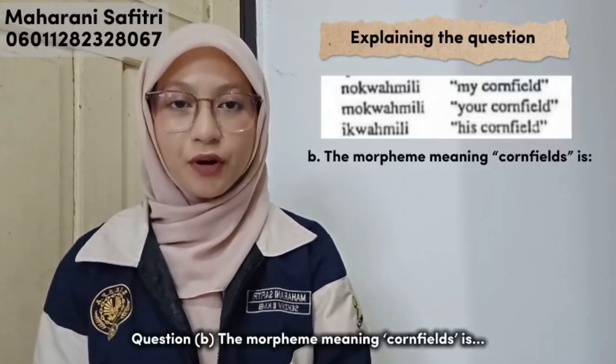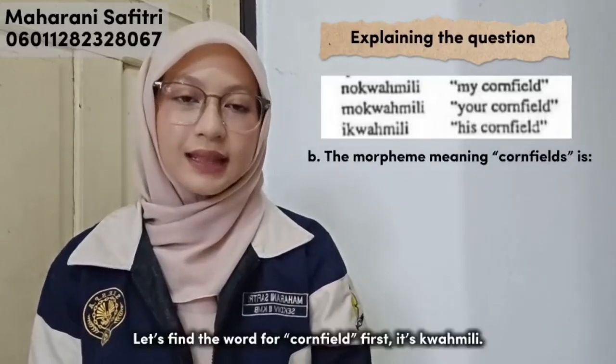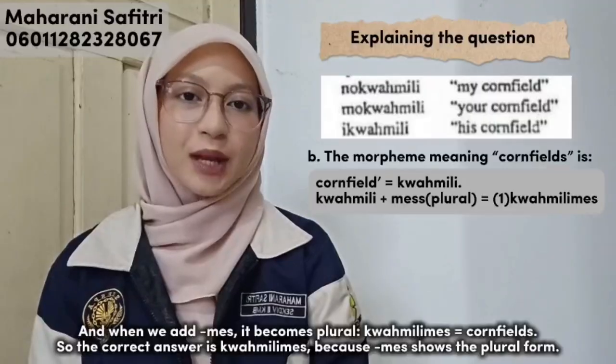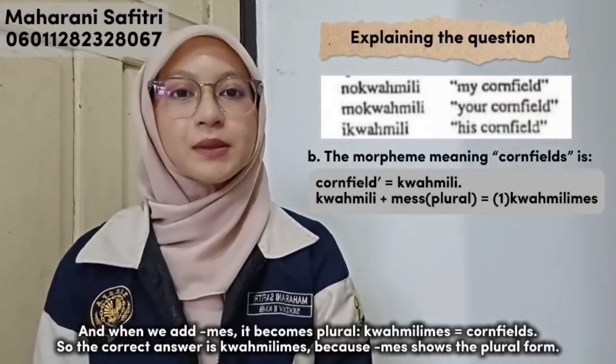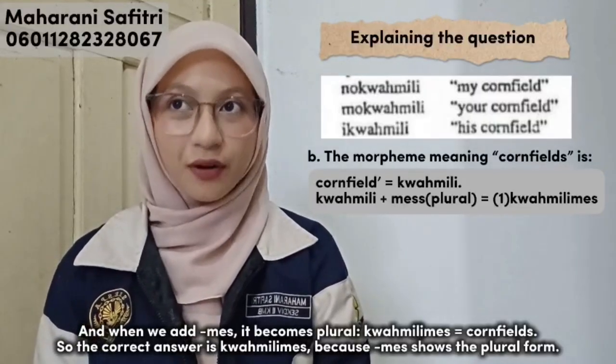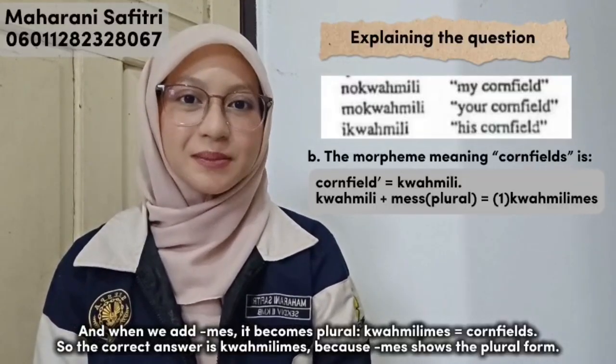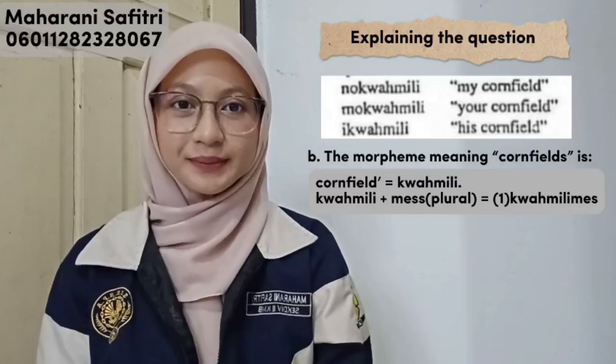Question B. The morpheme meaning cornfield is, let's find the word for cornfield first. It's huahmili. And when we add mas, it becomes plural, huahmilimas, cornfields. So, the correct answer is huahmilimas because mas shows the plural form.